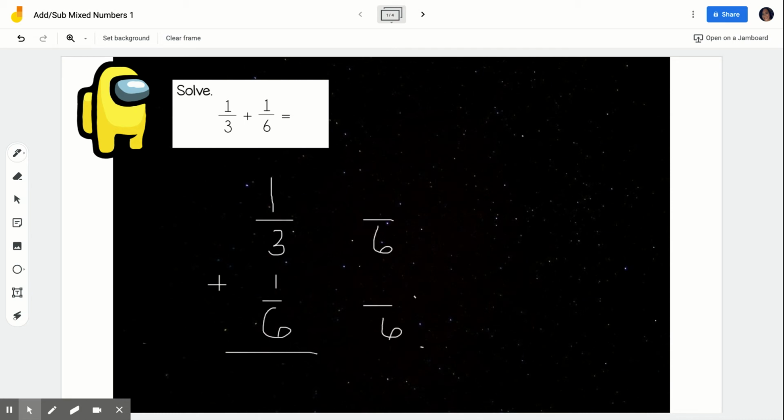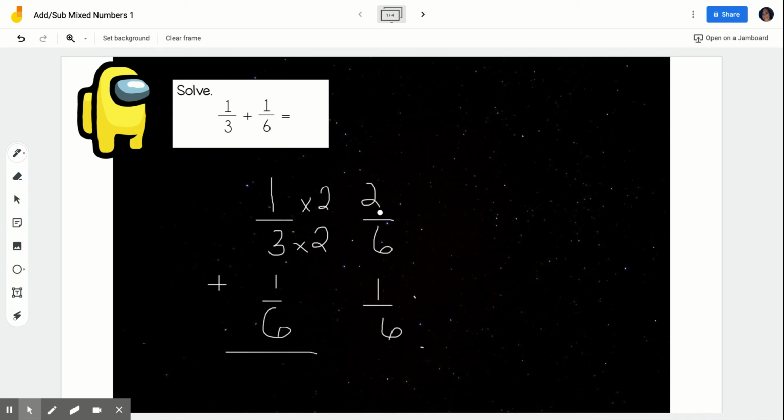So 6 becomes our denominator. I'm going to multiply this by 1 to get 6, so it's going to stay the same. However, over here, I'm going to have to do something to this 3 to get to 6. So 3 times 2 would make that 6. Whatever I do to the denominator, I've got to do to the numerator to make it equivalent. So 1 times 2 is 2.